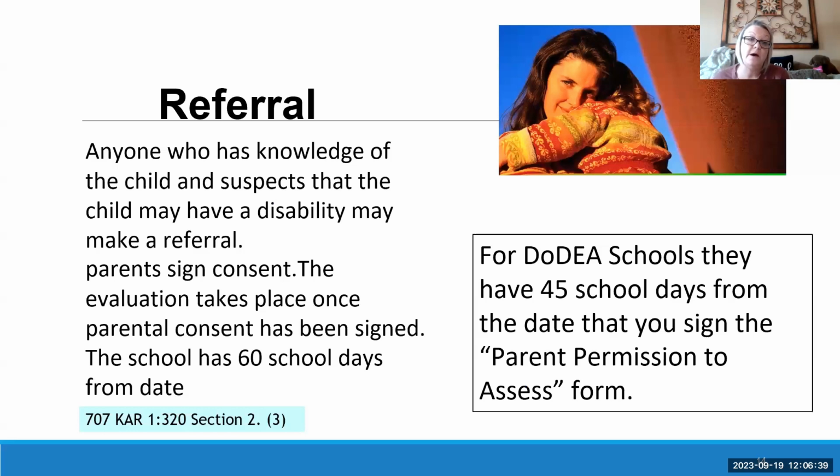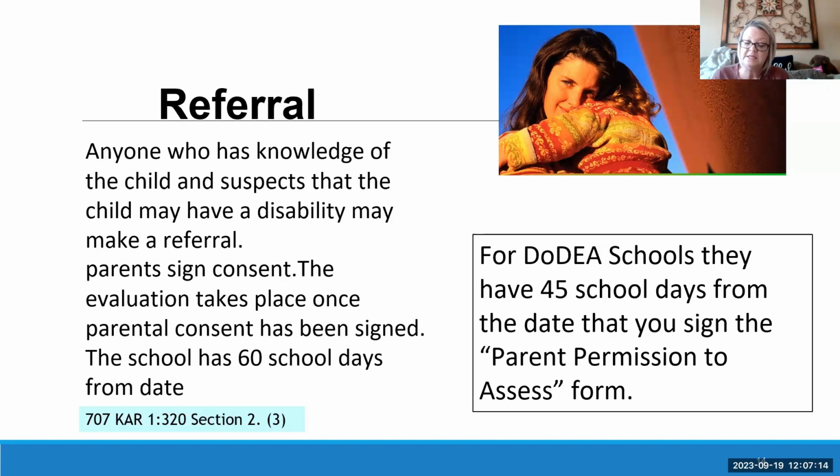Let's talk a little bit about referrals. Step one, referral. A child is identified as possibly needing special education and related services. Parents may be asked if the school district can evaluate their child. Parents can also call the public school district and ask that their child be evaluated, or referral or request for an evaluation. This request may be verbal or in writing.